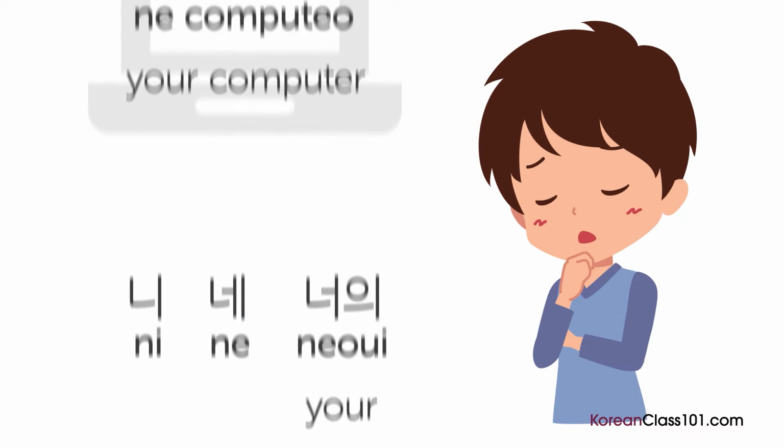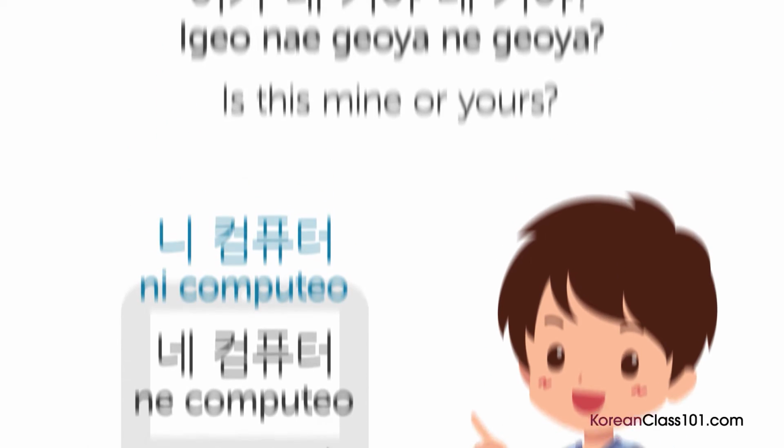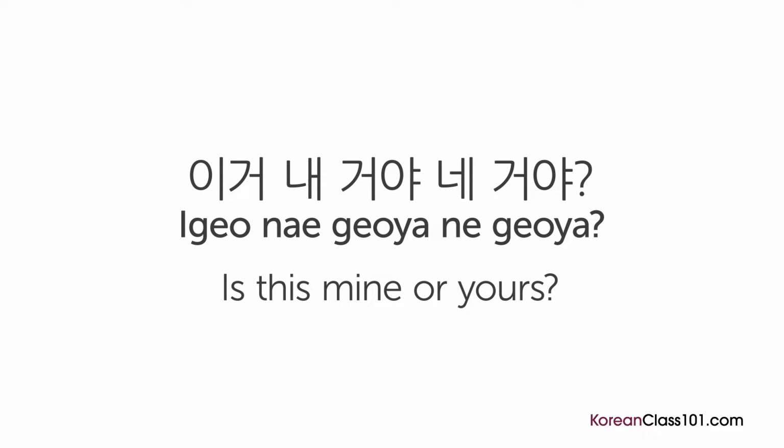For example, how do you say your computer in Korean? Even though it's written as 네 컴퓨터, most people pronounce it as ni 컴퓨터. Here's a tricky sentence with some similar sounding words. 이거 내 거야, 네 거야. This means, is this mine or yours?